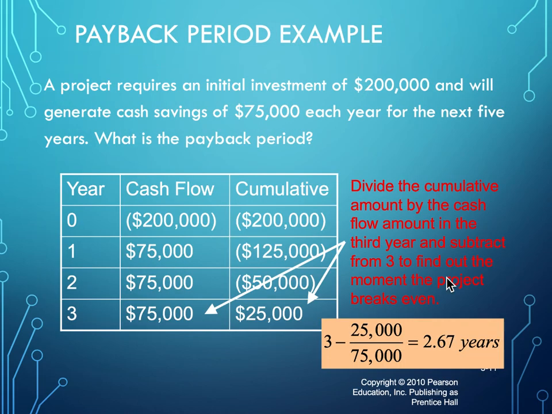So example here. Okay, here shows a project required initial of 200,000 and we generate cash saving of 75,000 each year for the next 5 years. So after 3 years, okay, you get the cumulative divided by the cash flow, which is 2.67 years. Okay, so within 3 years you will break even.